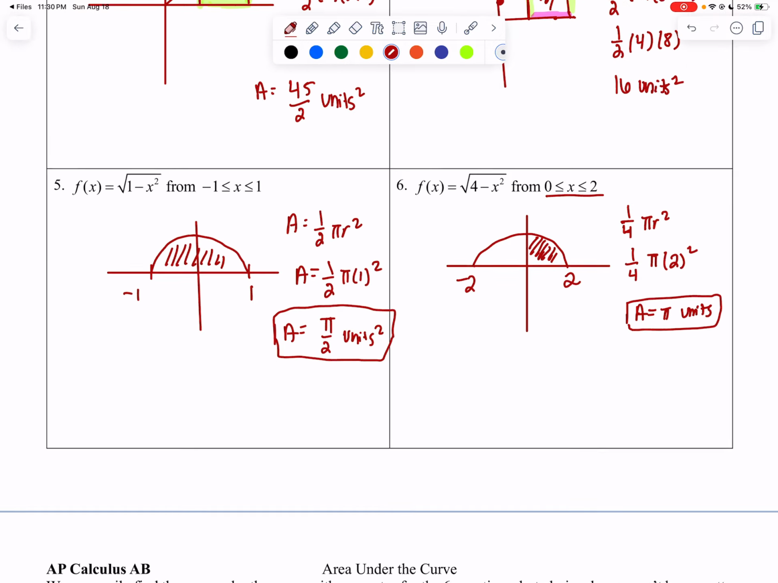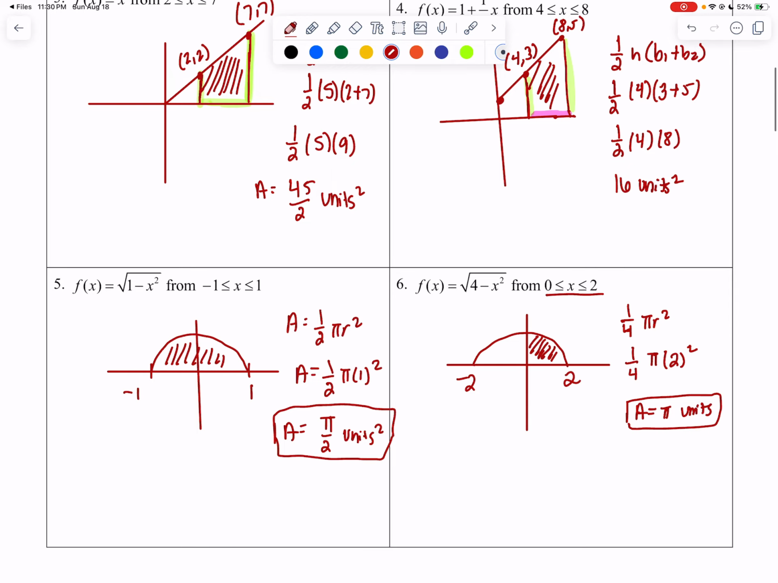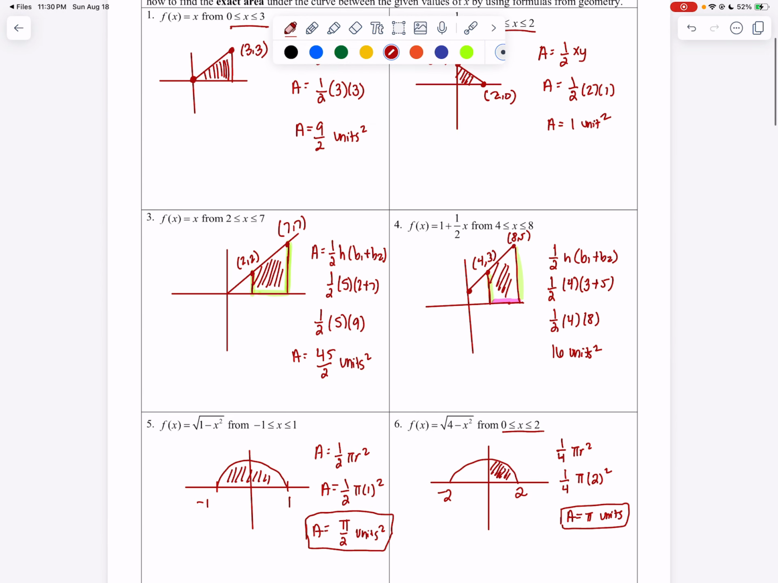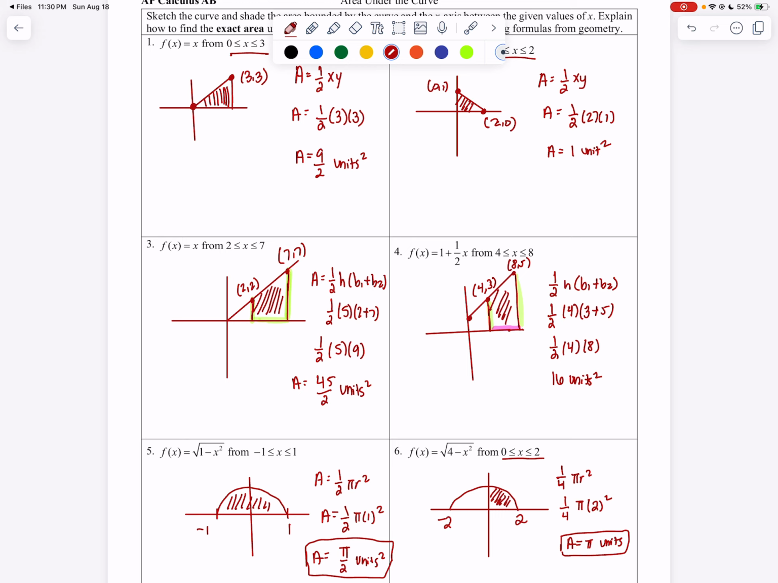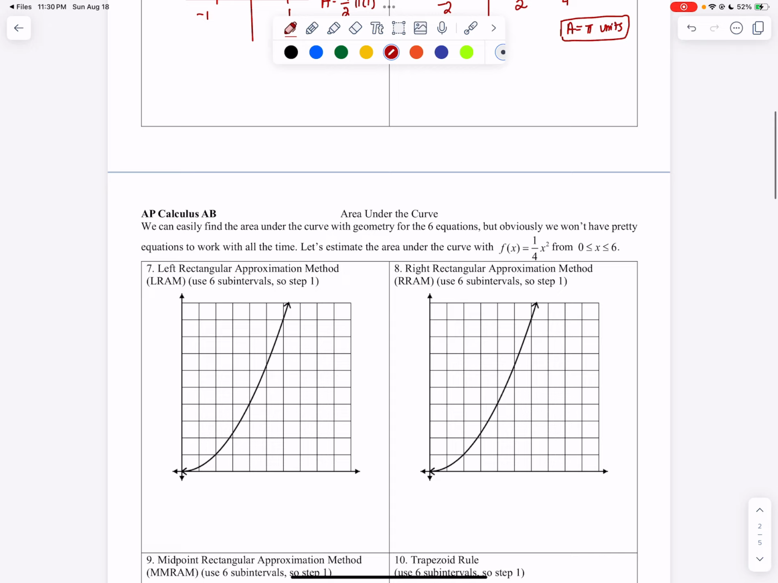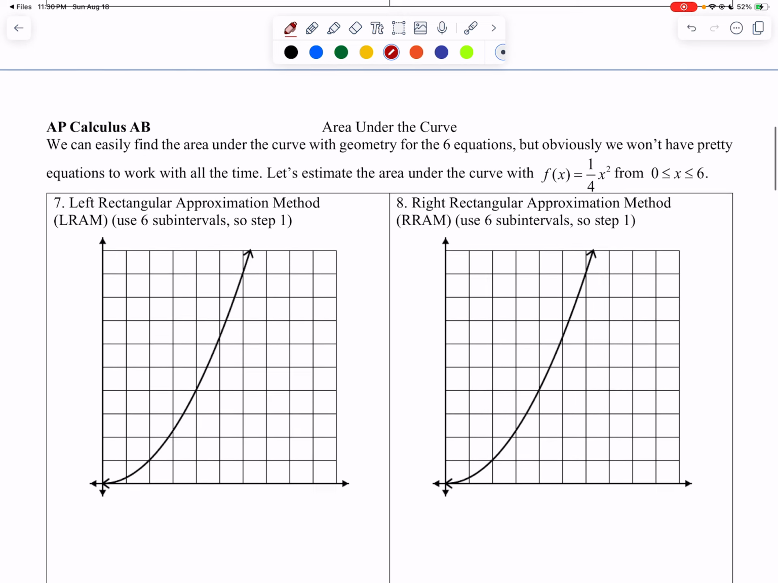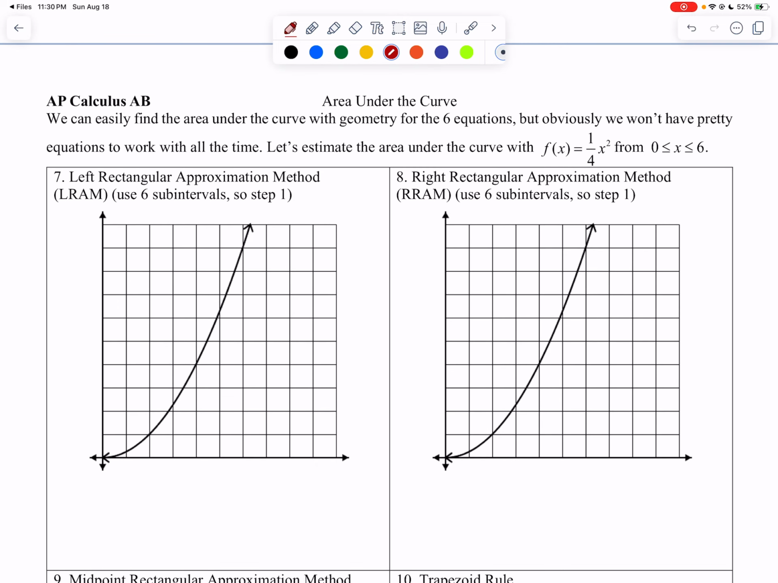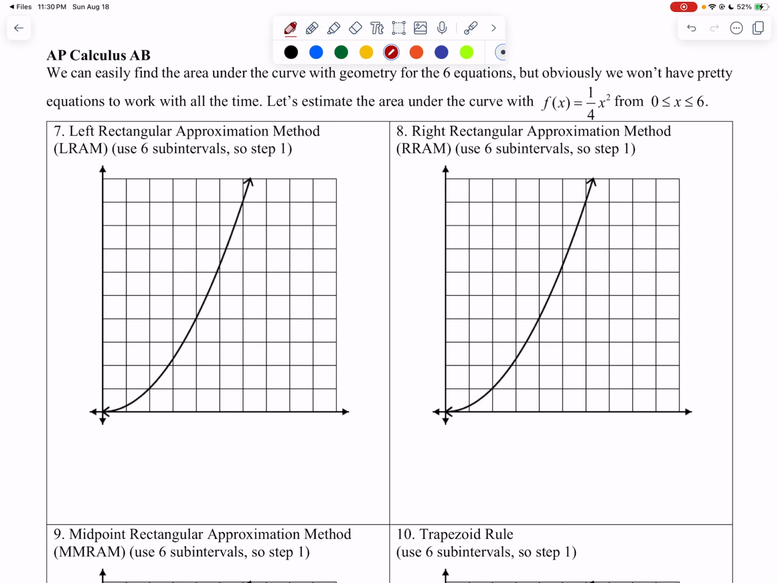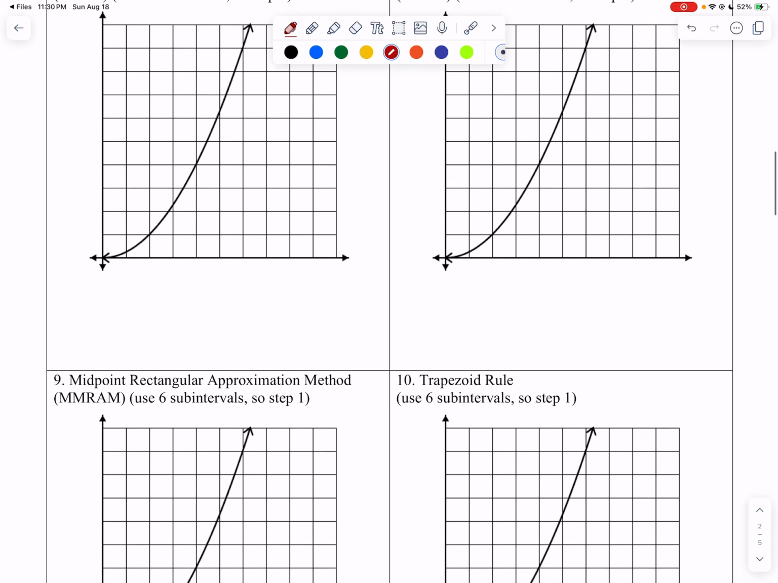All right, so notice how for 1, 2, 3, 4, 5, and 6, we were able to find the area pretty easily because we used, let's say, geometry. In the next video, we're going to look at how to estimate curves that aren't really pretty and we can't really use geometry. So something like 1/4 x squared from 0 to 6. So that's going to be our goal for the next video. How do we approximate that and find the area under the curve between 0 and 6 using 4 methods?